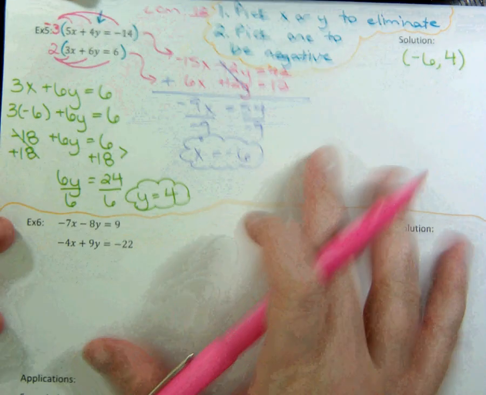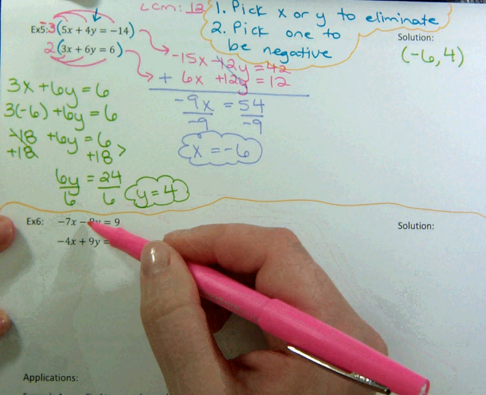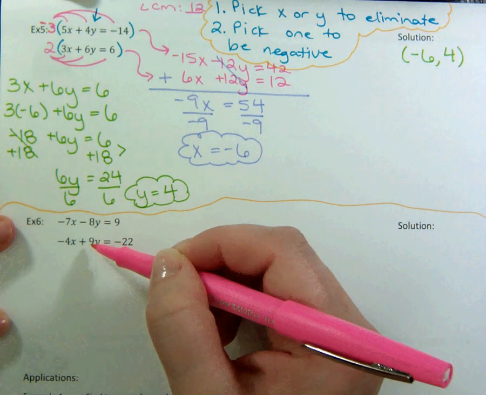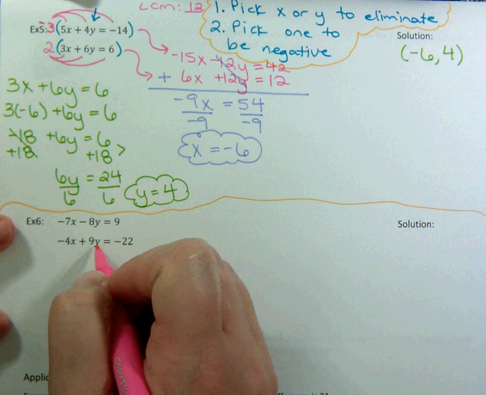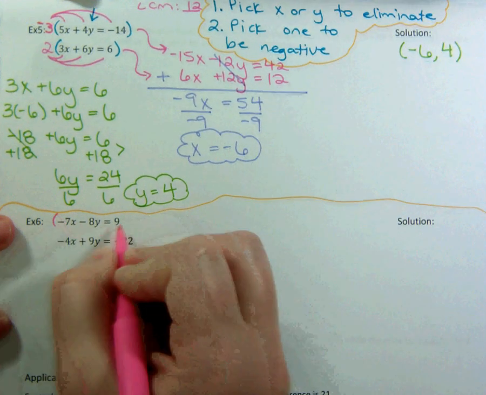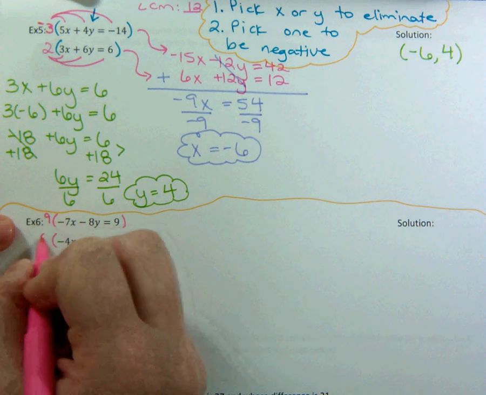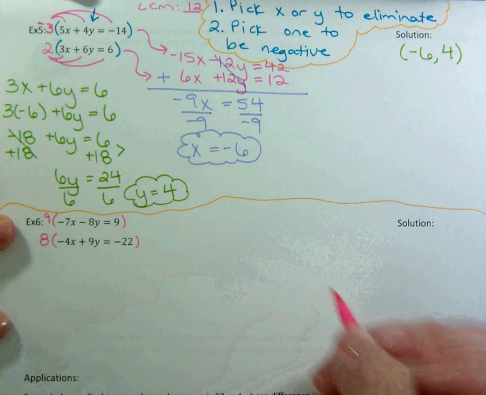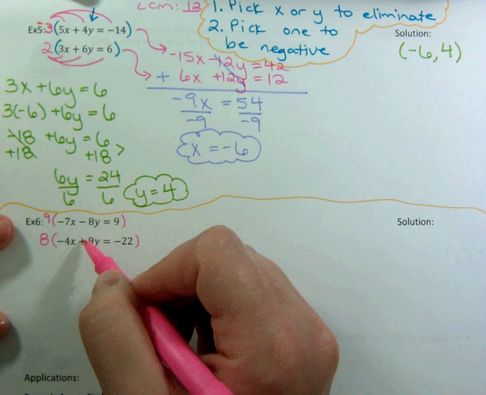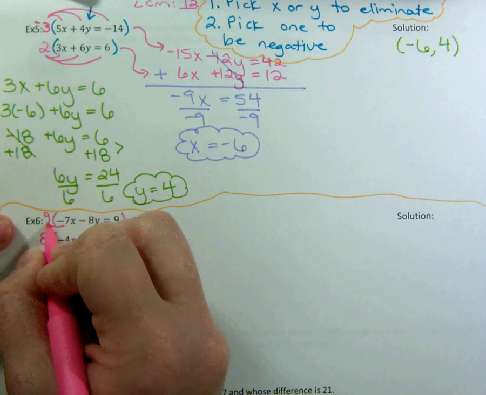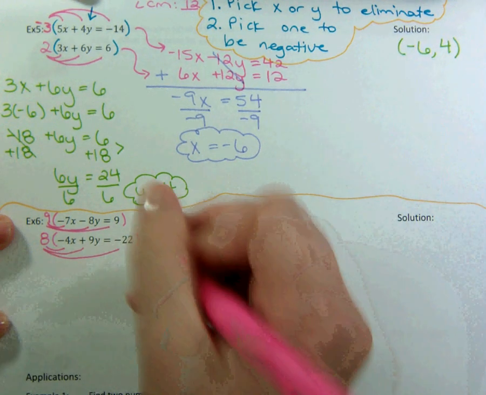Alright, on example 6, I notice that these coefficients are both negative, and these coefficients, one is negative and one is positive. So that part of the job is already done. So I'm going to choose to eliminate the y variables. I'm going to multiply the top equation by 9 and the bottom equation by 8. I don't need to throw a negative on either one of those because they already have opposite signs. So you just have to do what you need to make them have the same integer with opposite signs.